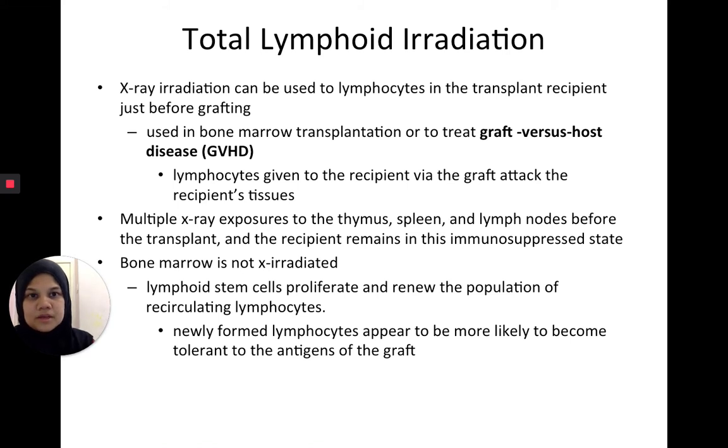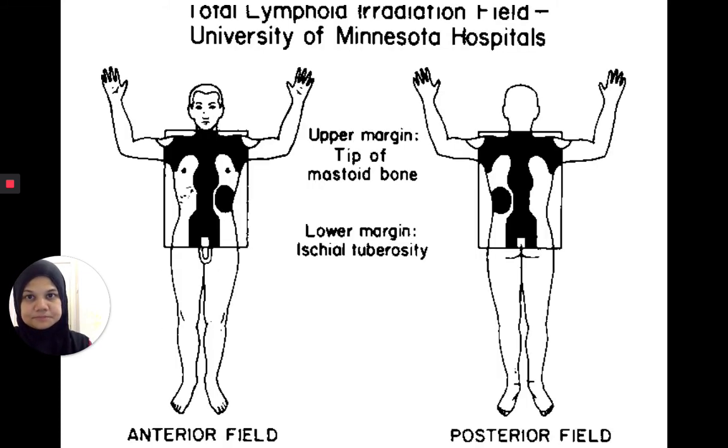So with this type of condition, you use total lymphoid irradiation to treat, or you use it to prevent any problems with bone marrow transplantation. So there will be multiple X-ray exposures to the thymus, the spleen, and the lymph nodes before the transplant. So the recipient is extremely immunosuppressed under this state. But the bone marrow is not irradiated. So this means once the transplant is over, or they're fairly confident that the graft has survived, the bone marrow can replenish the lymphoid stem cells and renew the population. And they tend to be actually more tolerant to the antigens of the graft. So this is basically the sites where the irradiation will take place.